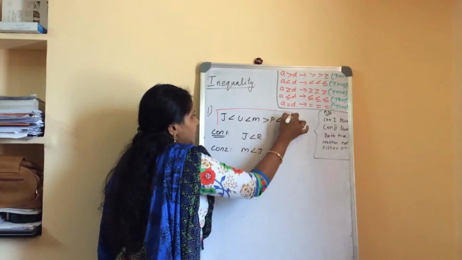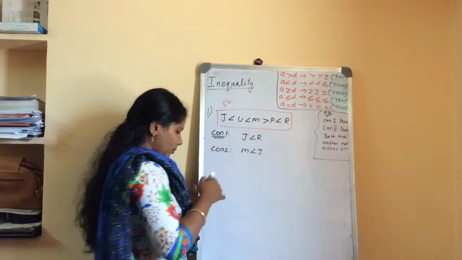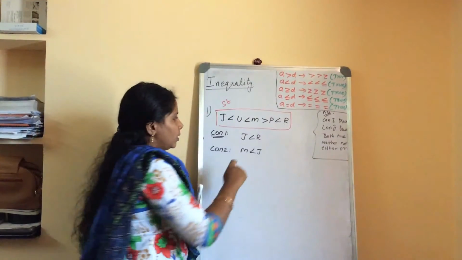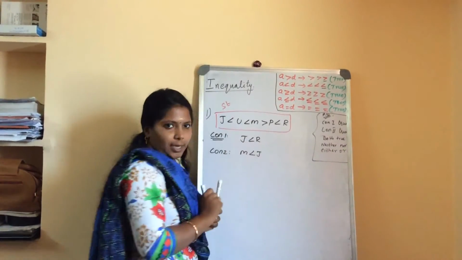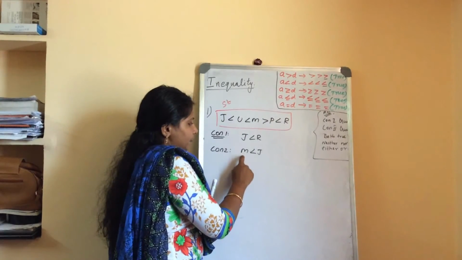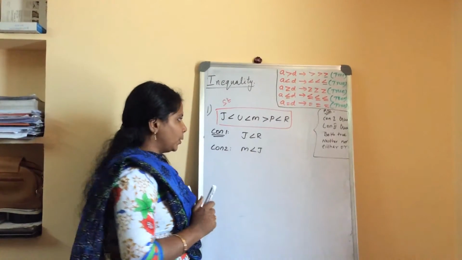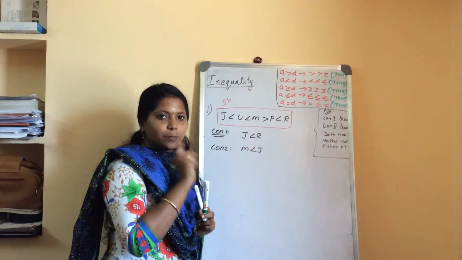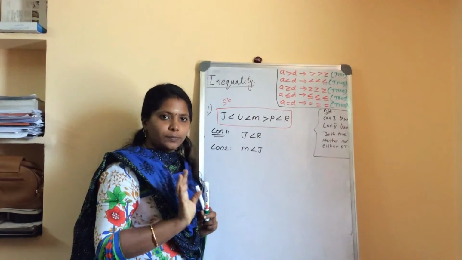This is the statement. For this statement, they have given two conclusions. One is J less than R. Another one is M less than J. First we will take the first conclusion and check whether this particular conclusion is true or false.